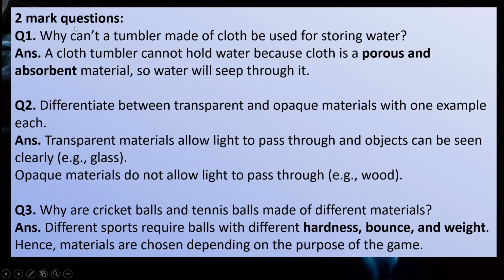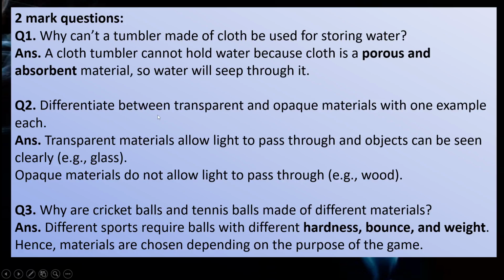2 mark questions. Question number 1. Why can't a tumbler made of cloth be used for storing water? Answer. A cloth tumbler cannot hold water because cloth is a porous and absorbent material. So water will seep through it.